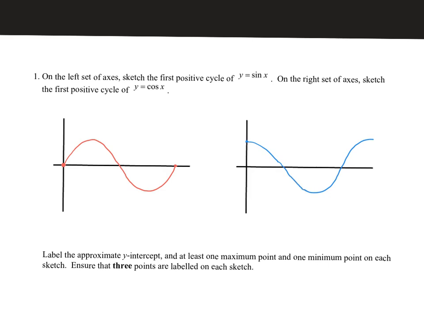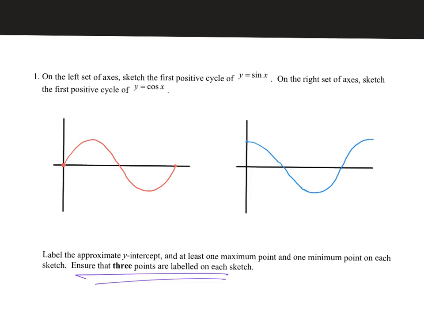Now, let's take a look at the instructions below. I want you to label the approximate y-intercept. If you can label exact, you always label exact. And at least one maximum point and one minimum point on each sketch. So, just a little note: ensure that you have 3 points labeled on each graph.